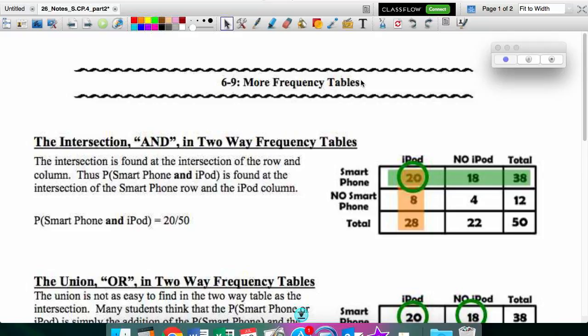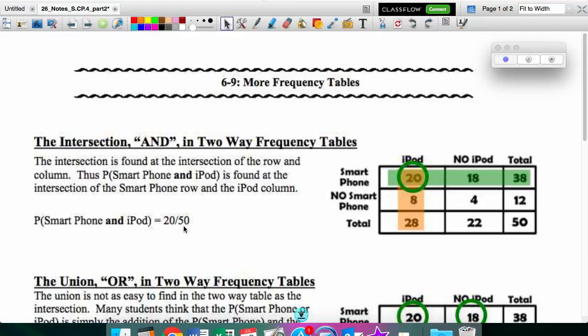To calculate the probability of an intersection between two particular specific categories, for example, smartphone and iPod, we're going to go ahead and find the joint value which crosses between the two specific events that we're looking for. In this case, smartphone and iPod cross at the 20. So that's going to be our numerator. 20 out of the total 50. So 20 out of 50 is our probability, or reduces to 2/5.